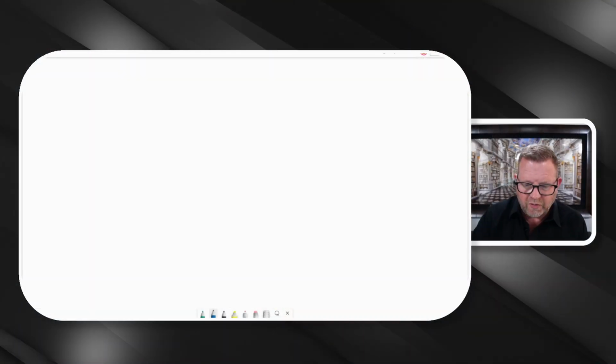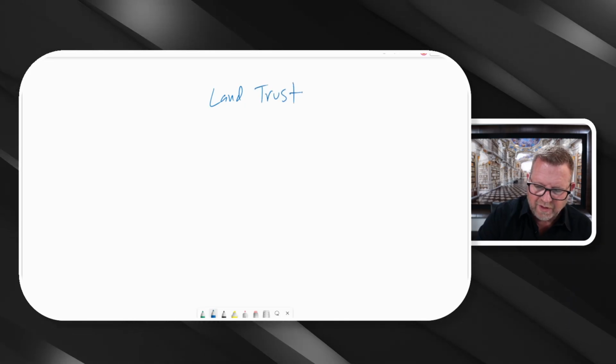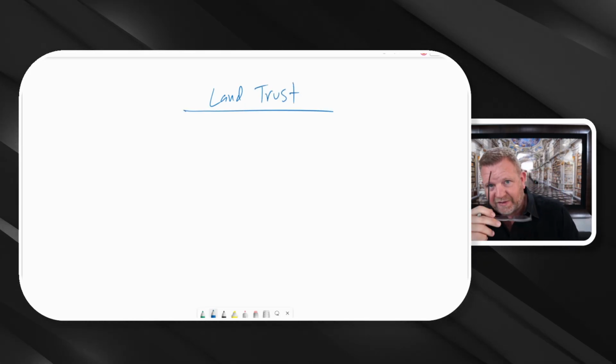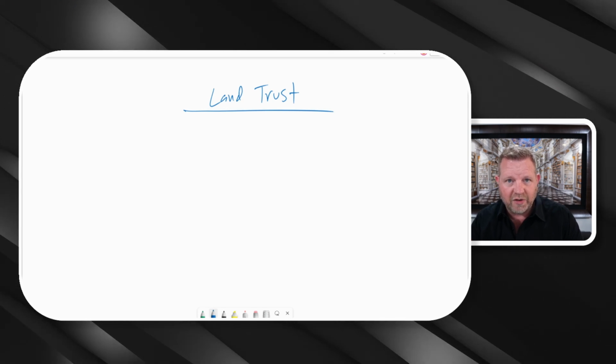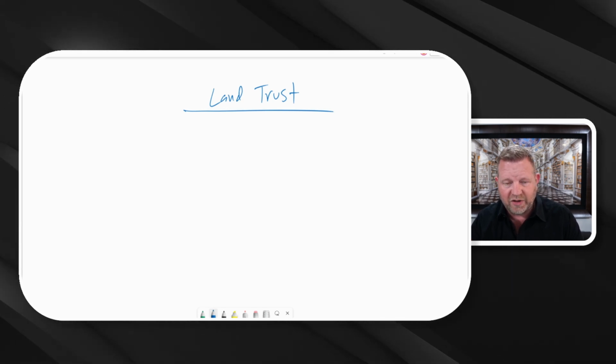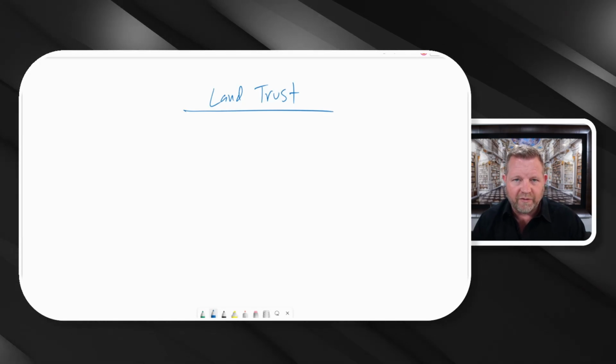So let's just start with the idea of what a land trust is and what it isn't. A lot of people get confused because not all states have land trust statutes, but all states allow common law trusts. So you can have a land trust in every state. If you have an attorney who says, no, we don't recognize those here, they just don't know what they're talking about. You can use it in all 50 states.